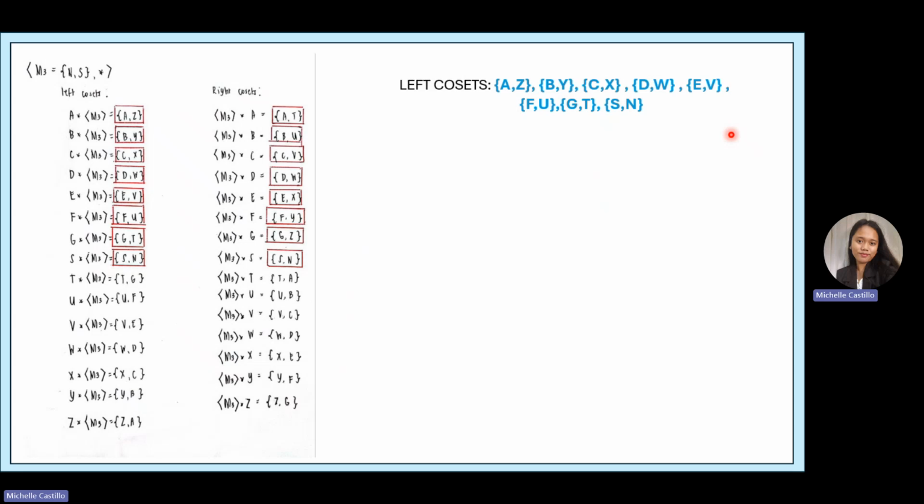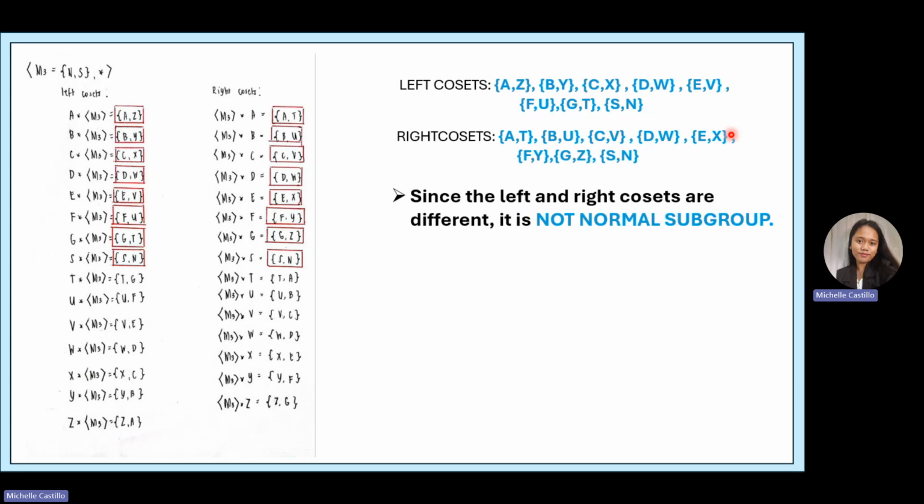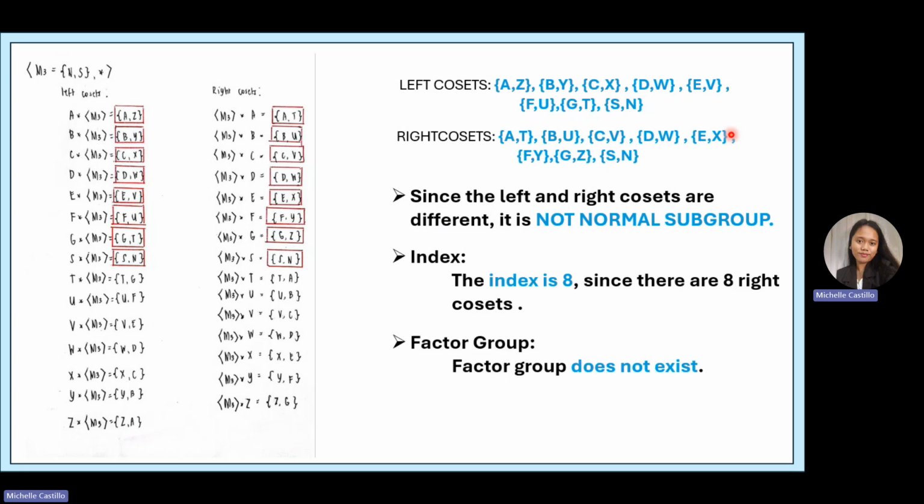So for the left cosets, we have A, Z, B, Y, C, X, D, W, E, V, F, U, G, T, and S, and N. Then for the right cosets, we have A, T, B, U, C, V, D, W, E, X, F, Y, Z, G, Z, and S, and N. Since the left and right cosets are different, it is not a normal subgroup. Then for the index, since there are 8 right cosets, the index is equal to 8.